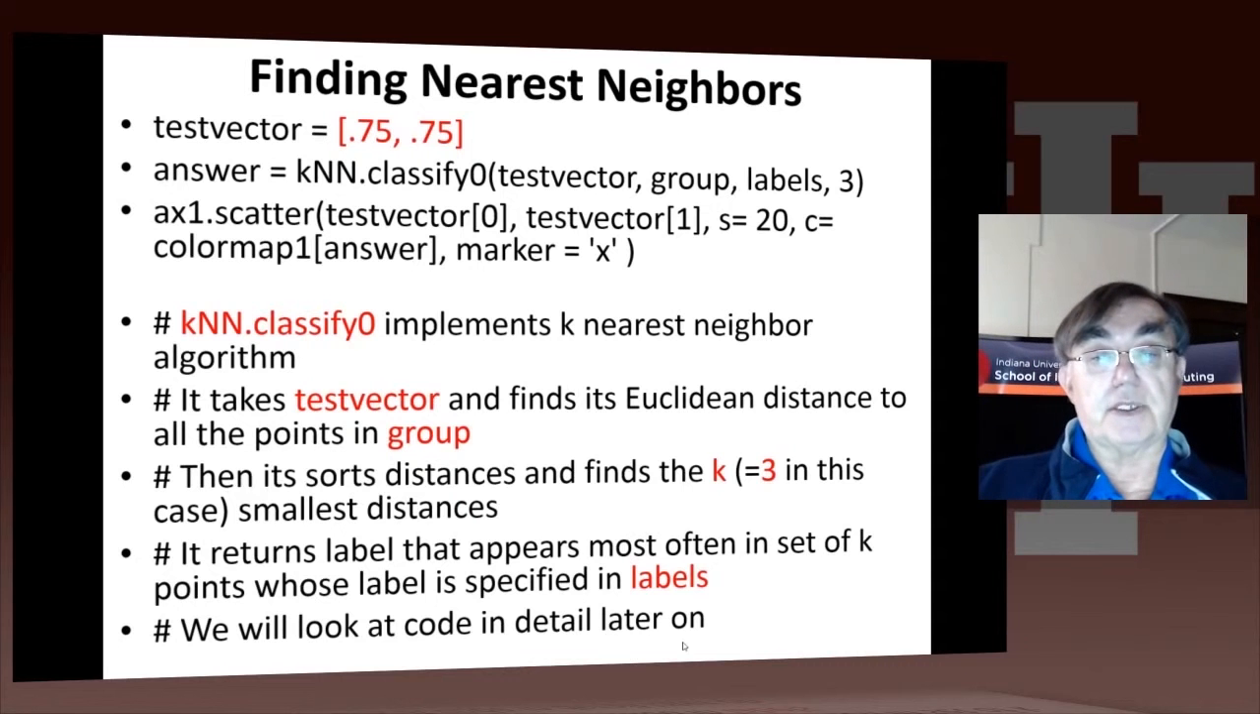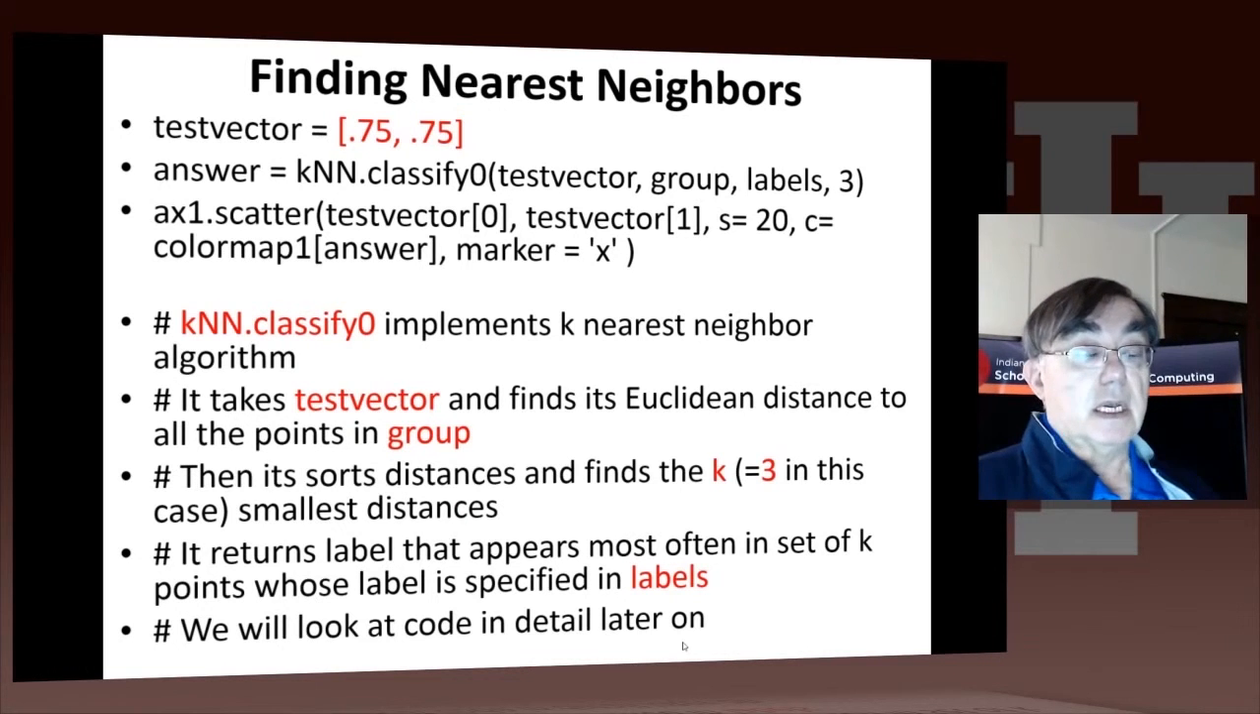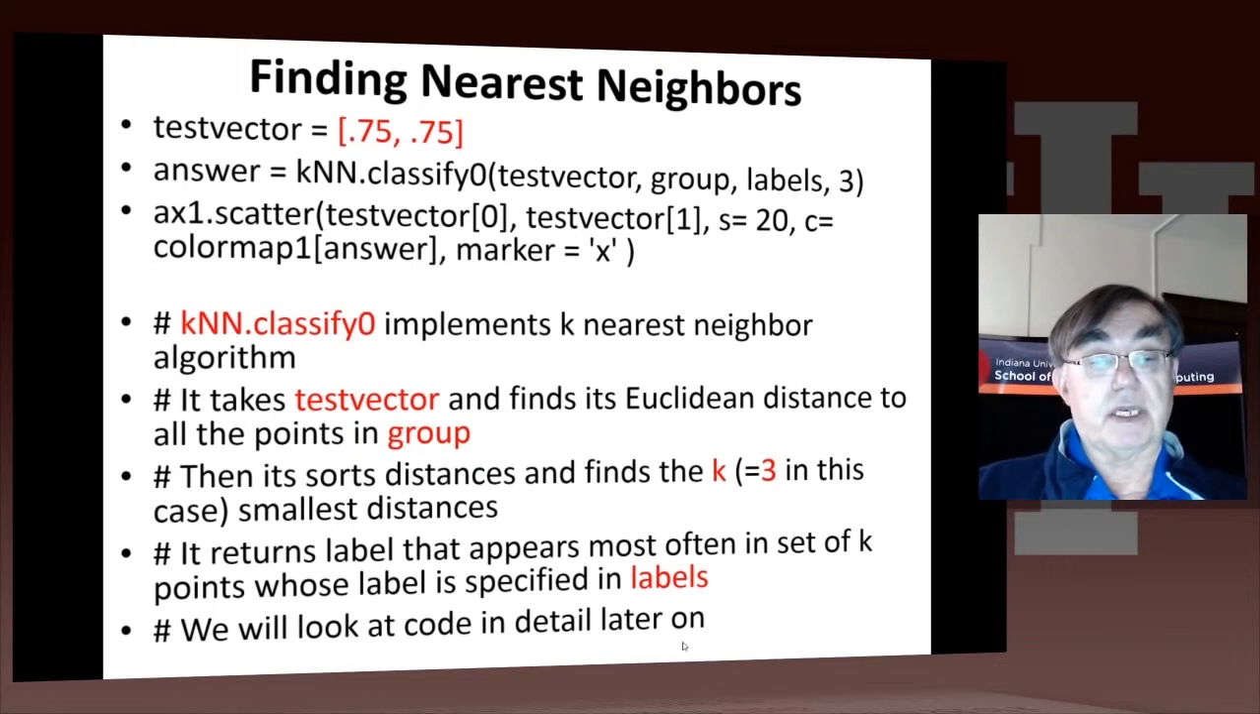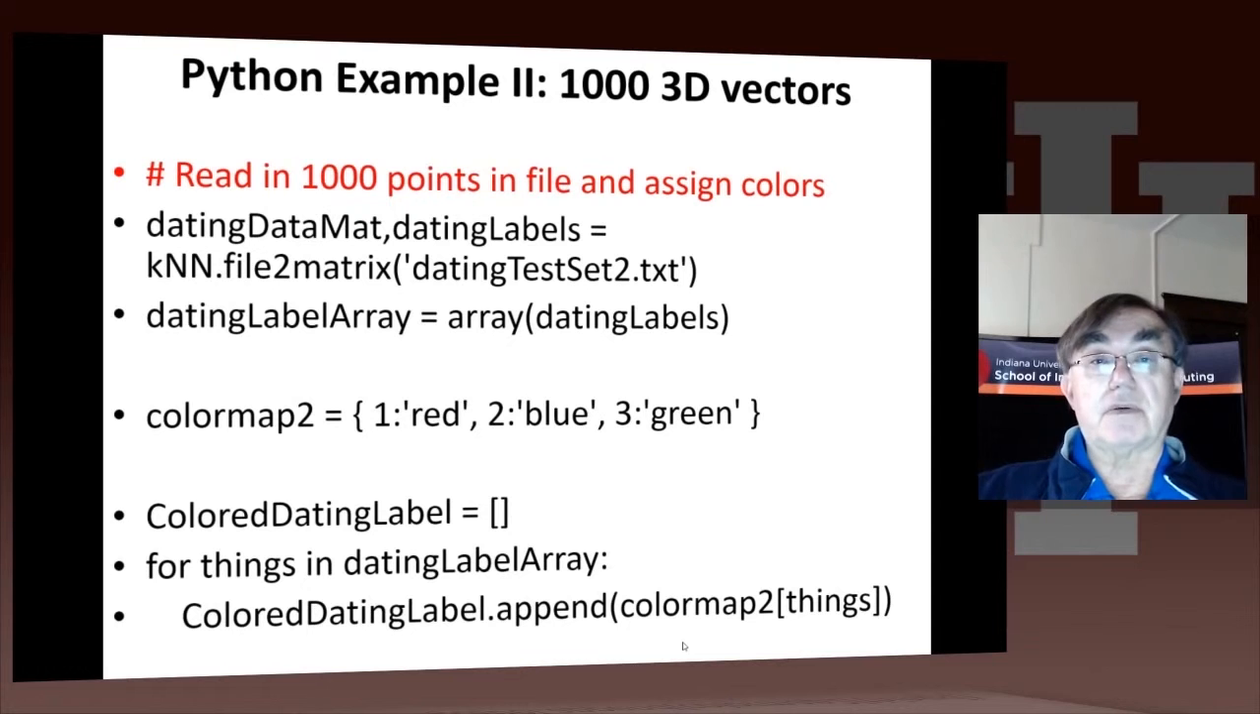It takes test vector and finds the Euclidean distance from test vector to all the points in the array group. Then it takes those Euclidean distances and sorts them. And it finds the smallest distances, rather the 3 smallest distances in this case, and those are the 3 points it's going to use to do the classification. It looks at the labels of those 3 points and finds the label that occurs most often, and it returns that label as the classification of the point given in test vector. The code will be given later on. So before we do that code, let's just finish the Python in this example.